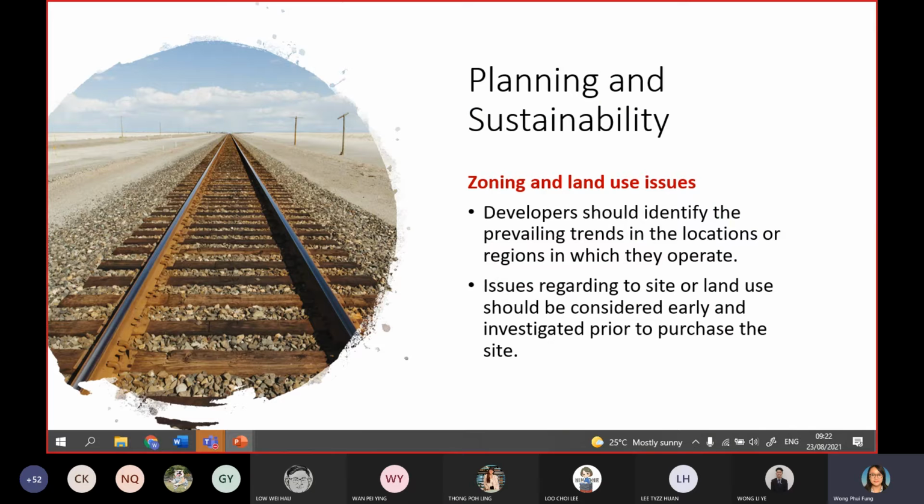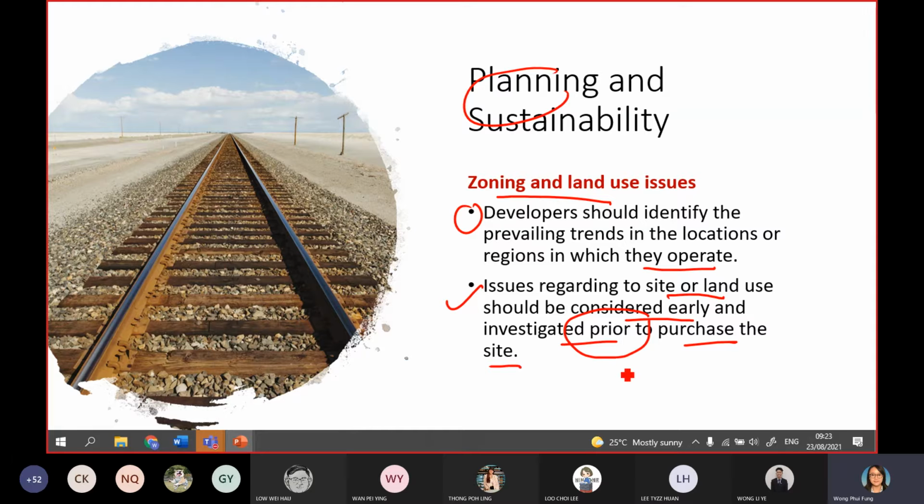Okay? And regarding the zoning and land use issue, at the very beginning, developers should identify the prevailing trend in the location or region in which they operate. That is the thing they have to do during the planning stage. They should consult the local authority on the latest land use zoning. So issues regarding the site or land use should be considered early and investigated first before purchasing the site.